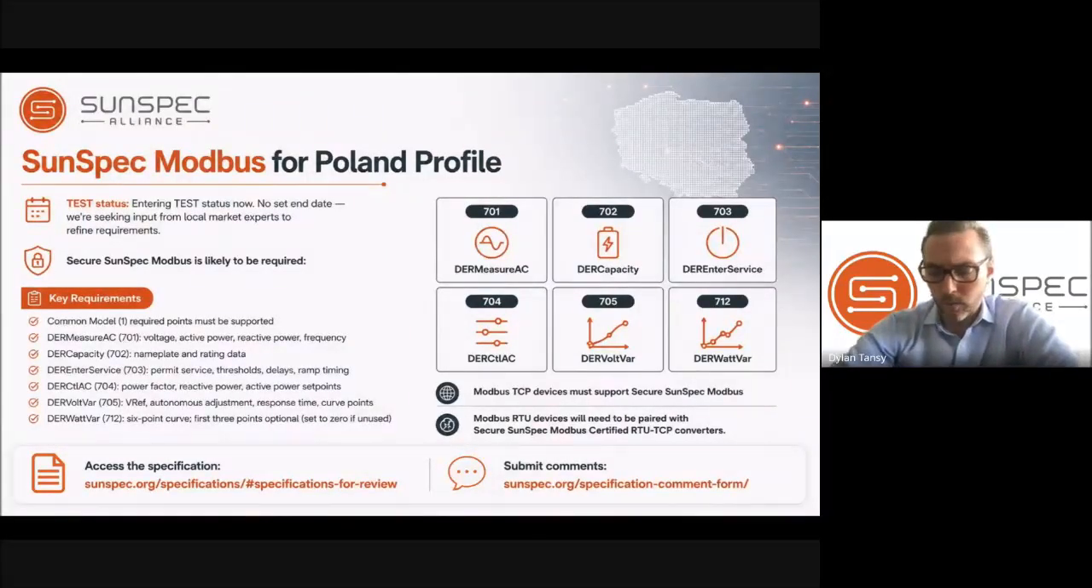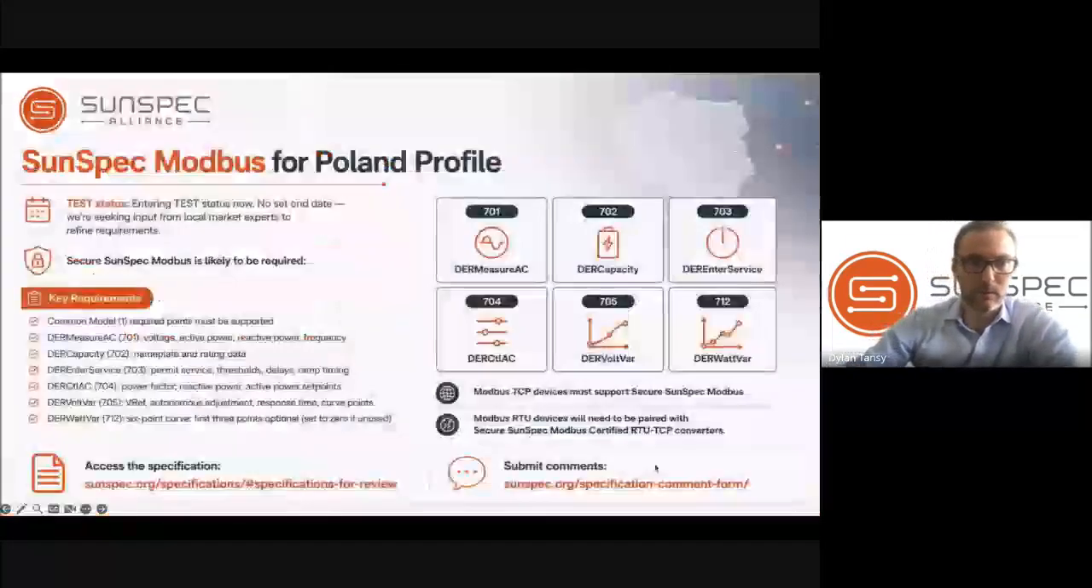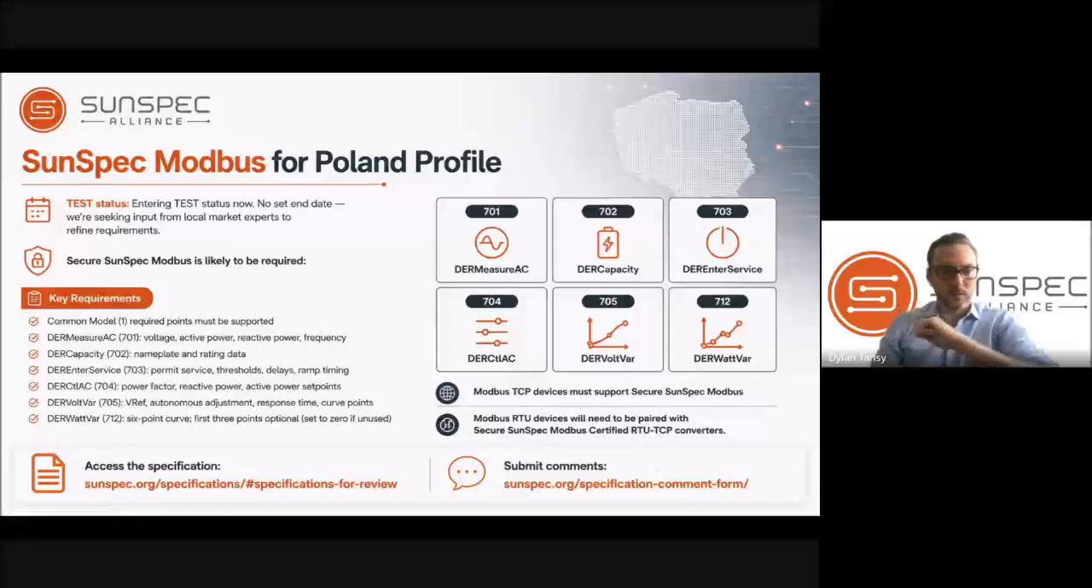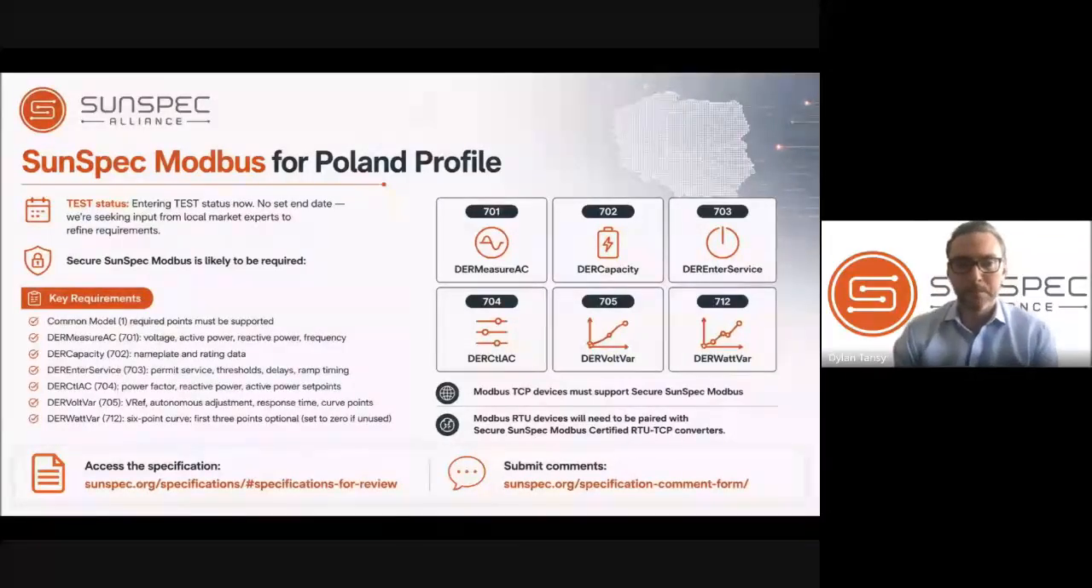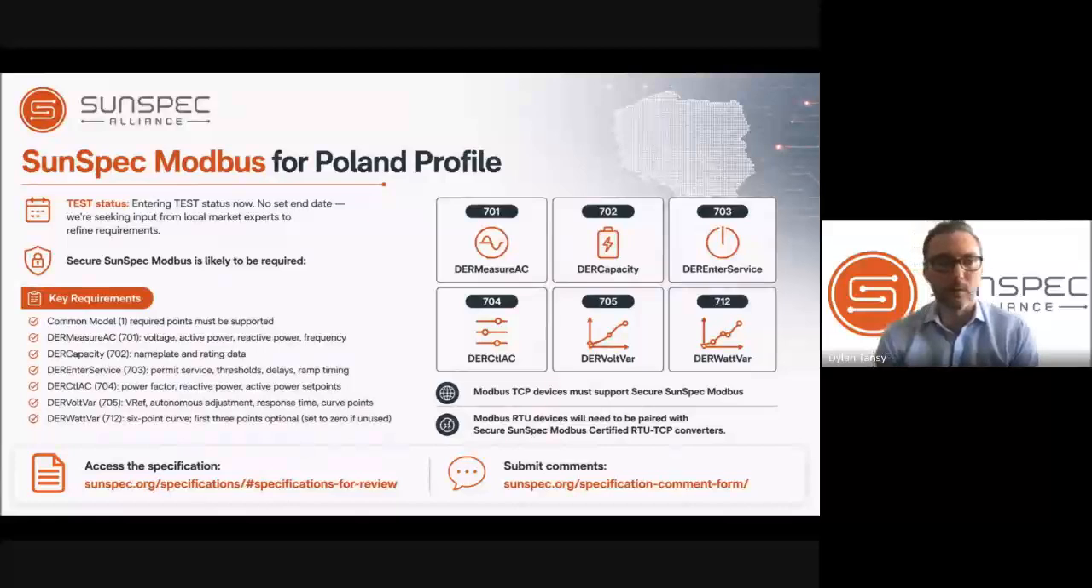And so, based on some of the input we've gotten from our members, we've developed an initial implementation guide or profile for Poland, including the models you see here: 701, 702, 703, 704, 705, and 712. However, we haven't had actual input from people physically in the European market or in Poland. We've emailed it out to a number of our members and contacts that are in Poland, but we're looking for broader input, especially considering we don't speak Polish and we don't currently have access to the full set of requirements there.